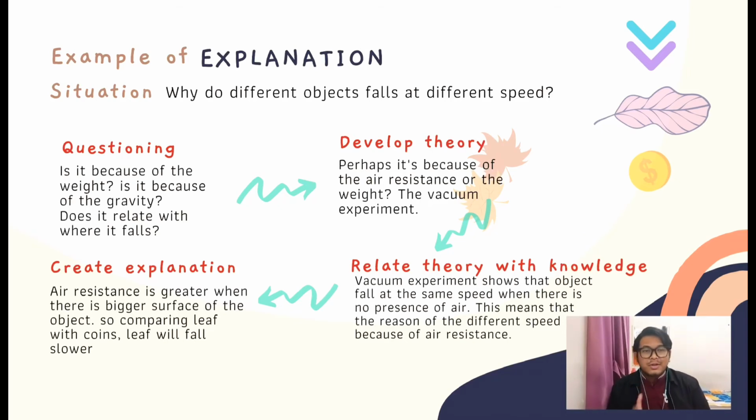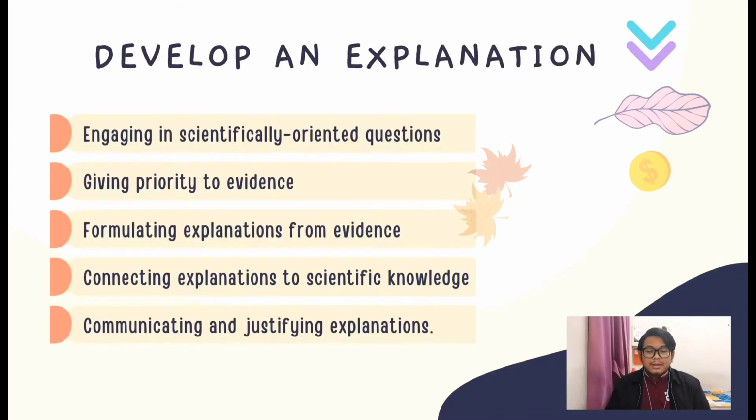Second, we are trying to give priority to evidence. Is it because of the weight? The weight influences the object and hence it makes the object move at a higher speed compared to a leaf, which is very light, so it will fall at a very slow rate of speed. So we are giving priority to evidence based on our questioning. Then the third one is formulating explanations from evidence.